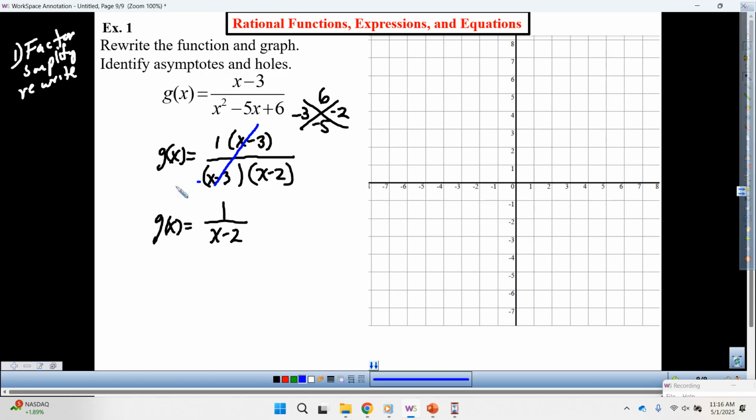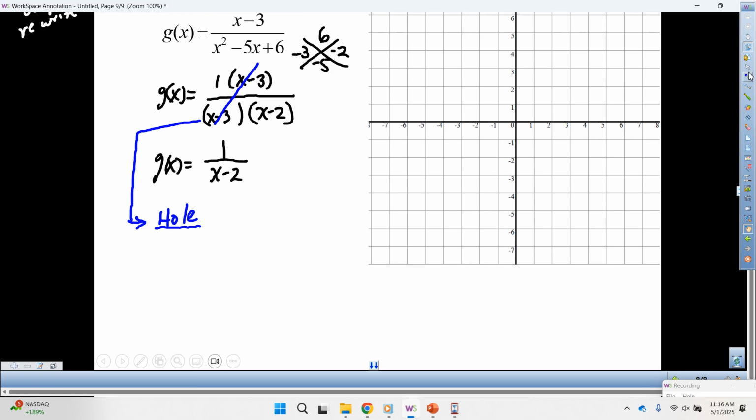Well, guess what? This is what we call a hole in our graph. What does that mean, Mr. Q? That it's going to become a hole because we took it out from the function. So how do we find our hole? Well, we write whatever we took out only once. So we write x minus 3 and we set it equal to 0. Solve plus 3 plus 3. Just pay attention. You'll copy right now. X equals 3.